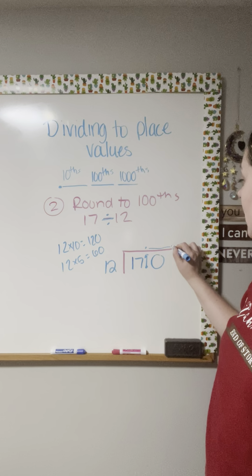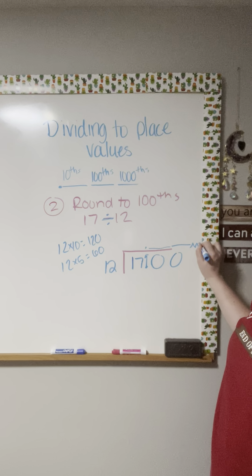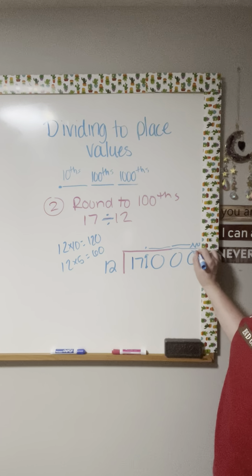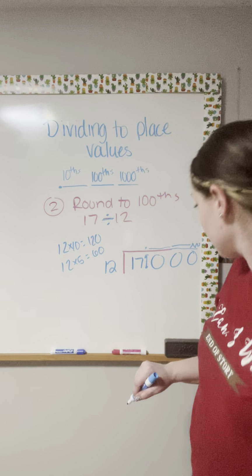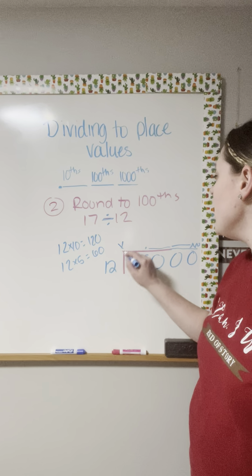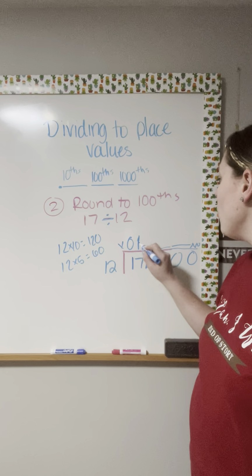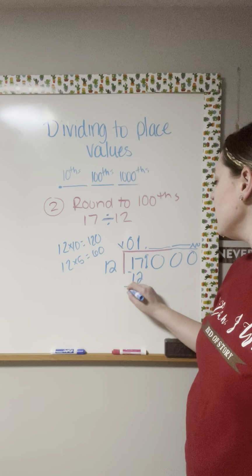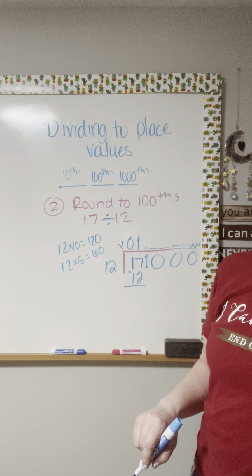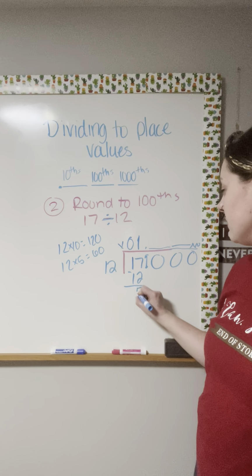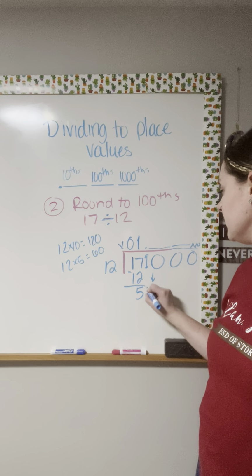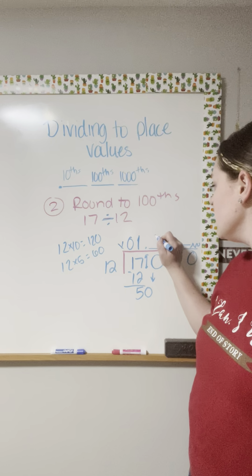Tenths place, hundredths place. Oh man, I did not give myself enough room. Thousands. Okay, and here we go. 12 does not fit into 1. 12 fits into 17 one time. I'm left with 17 minus 12 is 5. Bring down the 0. 12 goes into 50.